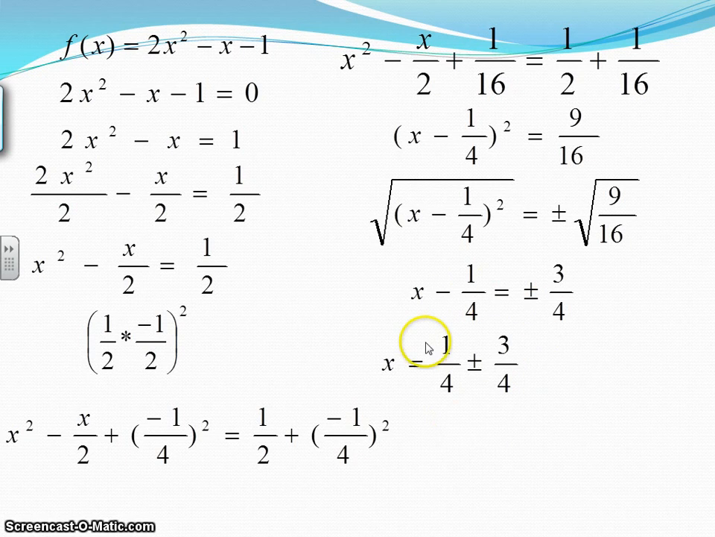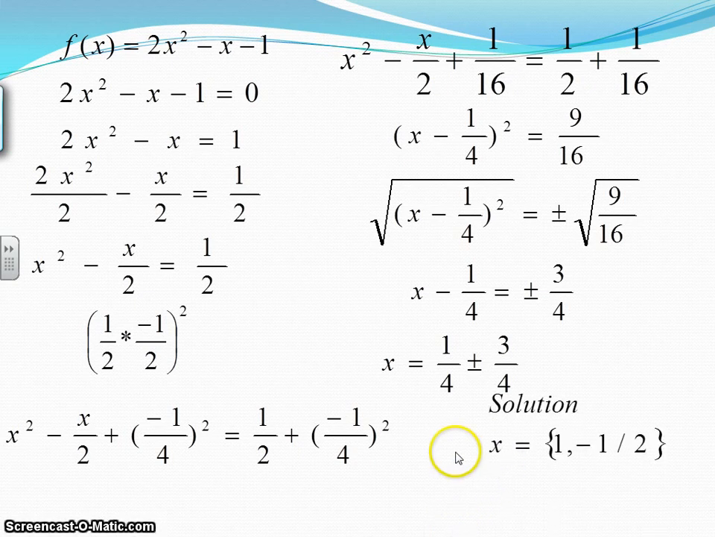In this particular case, I have like terms. 1/4 plus 3/4 is 4/4, or 1, and 1/4 minus 3/4 is negative 2/4, or negative 1/2. This solution has given me two real, rational, and unequal roots, which essentially means that the original quadratic was factorable.